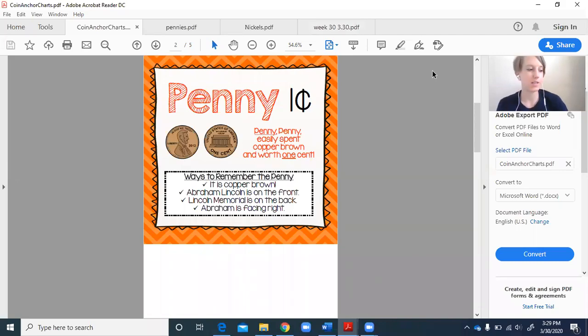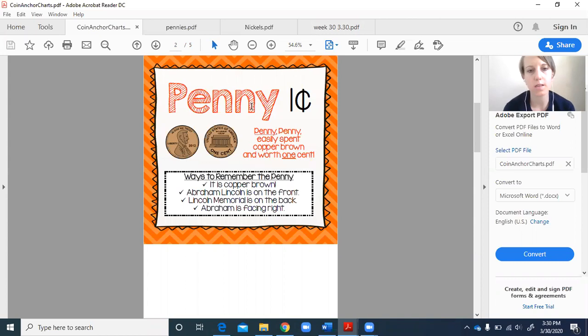All right, good morning. Today our lesson is about skip counting by ones and fives. We're going to practice by counting money, okay? So we're going to look at a couple charts here to remind us what a penny and what a nickel is worth. So let's start with the penny.